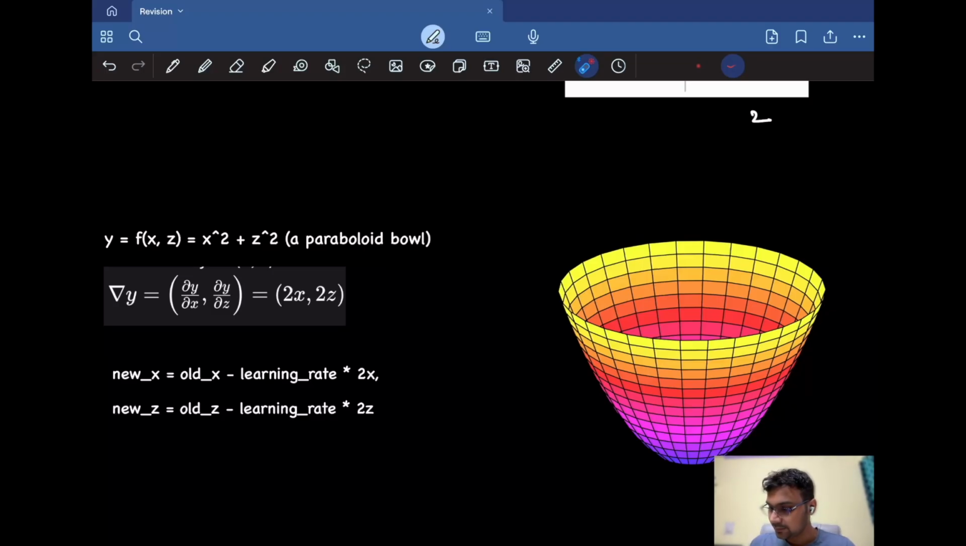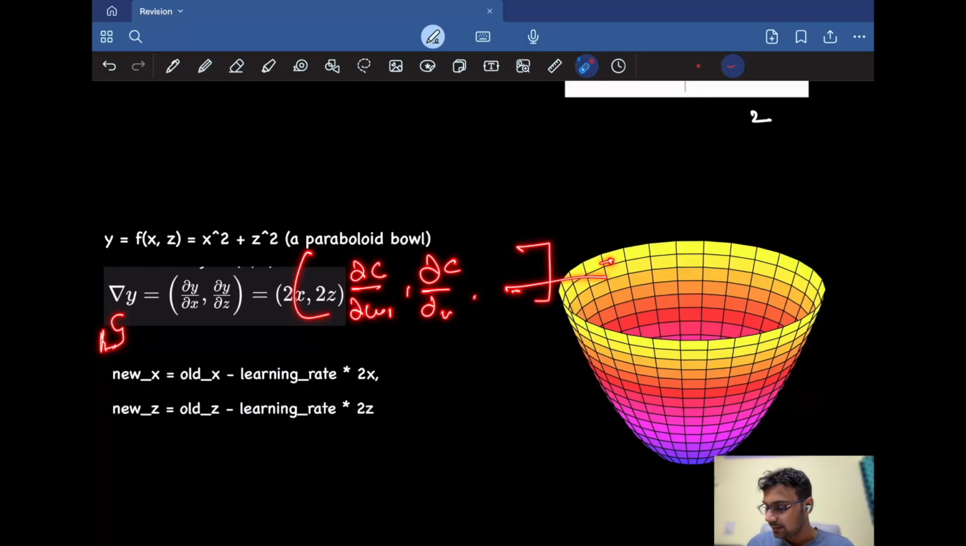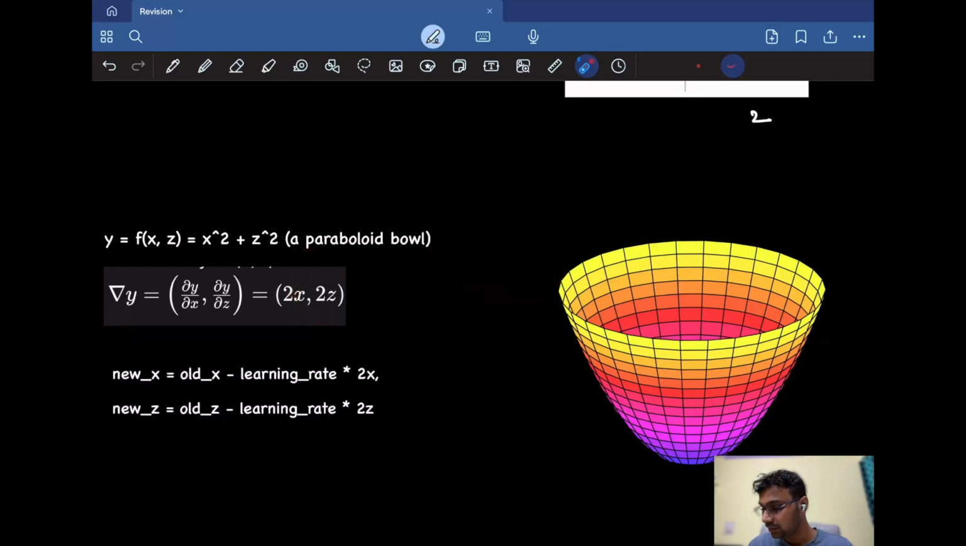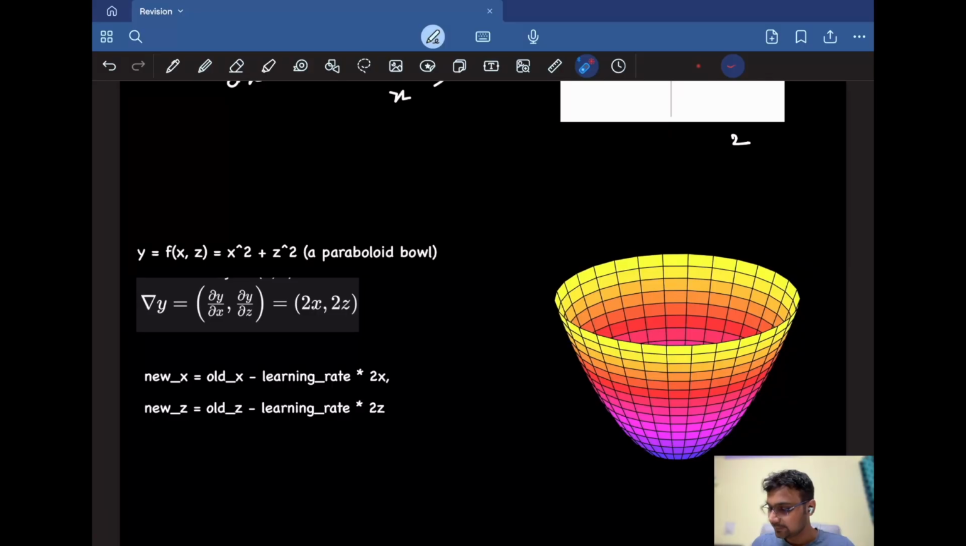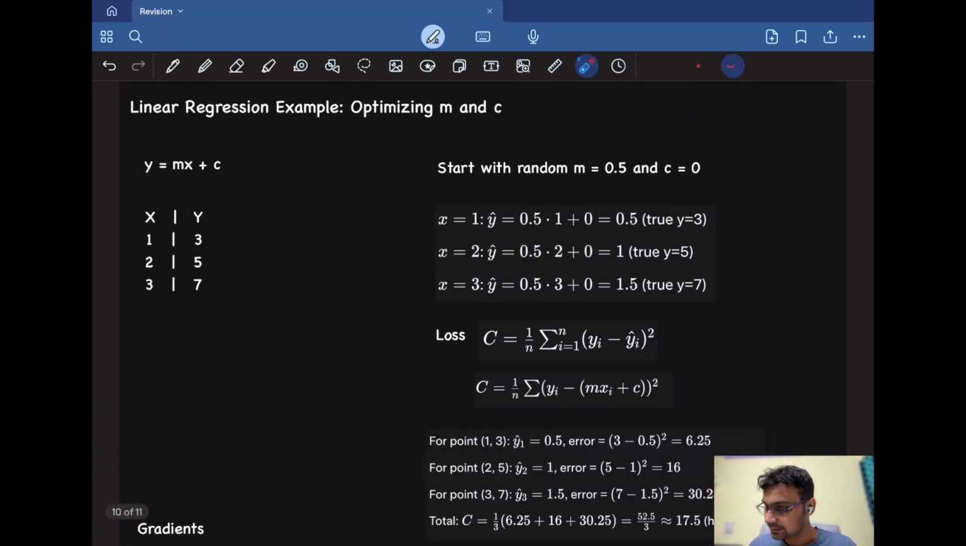So there will be n number of weights, W1, W2, and all that constitute this gradient vector, and we are going to minimize it and move all the values in the direction in which the gradient is telling us to move. Okay, so this is for the 2D plane. Let's do a simple linear regression example as well, to solidify our understanding.